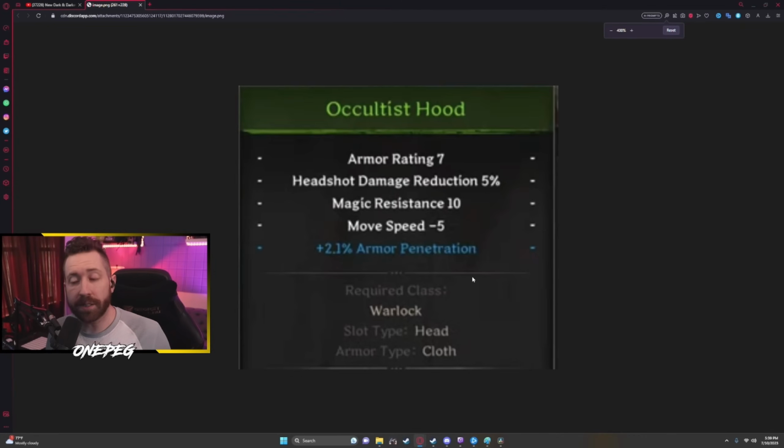And last but certainly not least, we also have this occultist garb. That is the armor that the Warlock wears, at least in this case, the Warlock specific armor that we have, or at least one of the sets is called occultist.